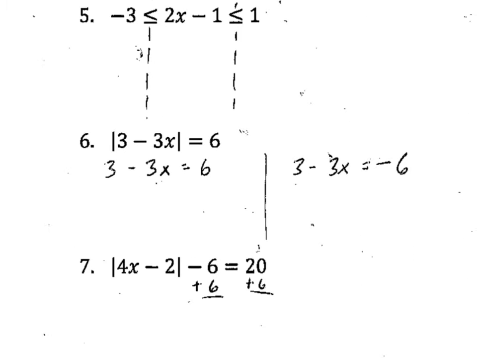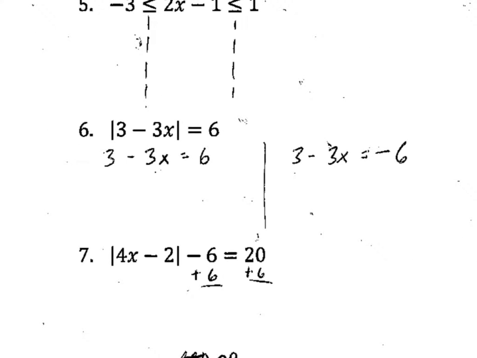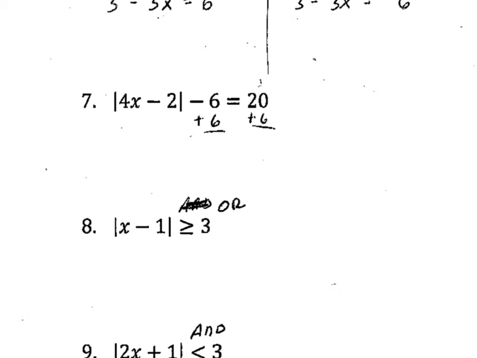Number 6. Absolute value problems when you're solving. Again, we want to split it into two problems, and notice this is the same thing, just get rid of the absolute value bars. But this one, you got to make this a -6. Number 7 here, same concept, only you got to add the 6 over first. Then you're going to make the two problems like you did on number 6. Solve for x.